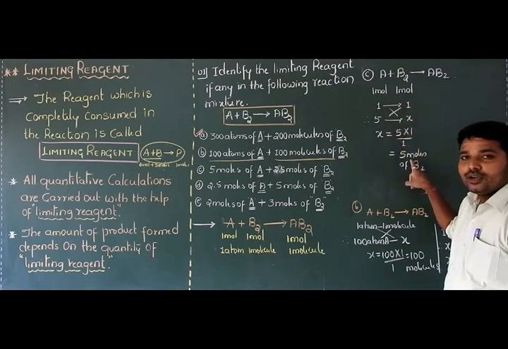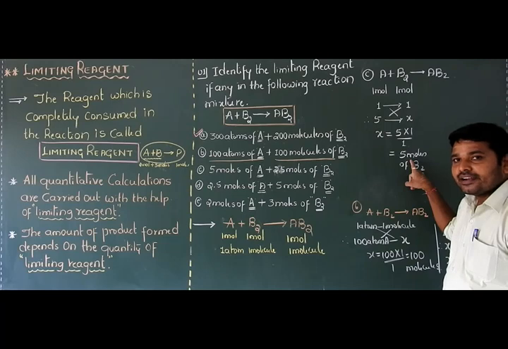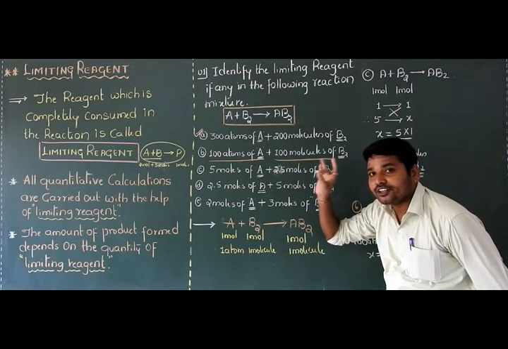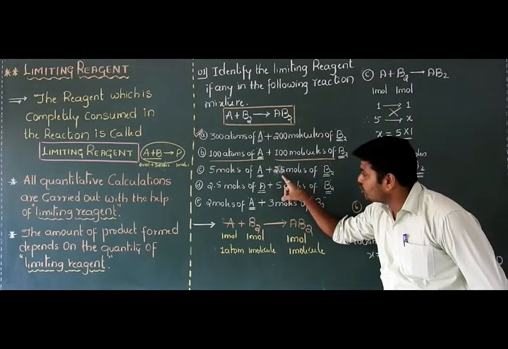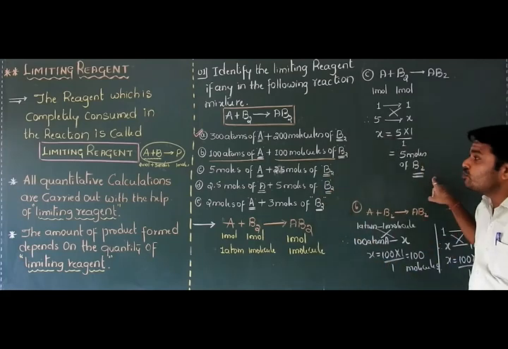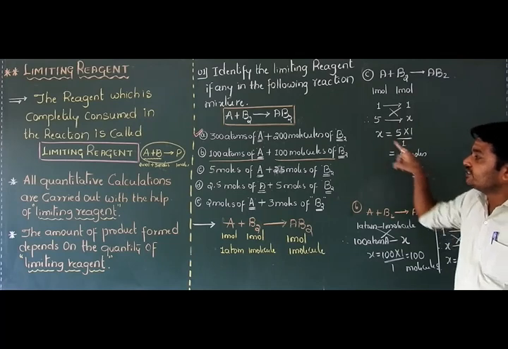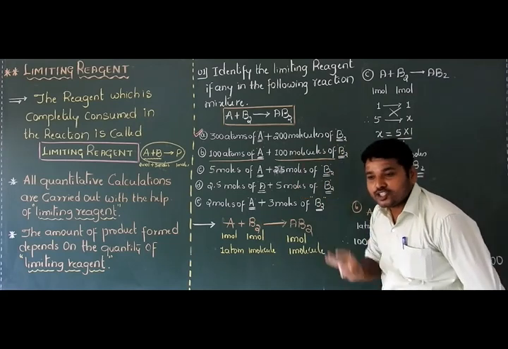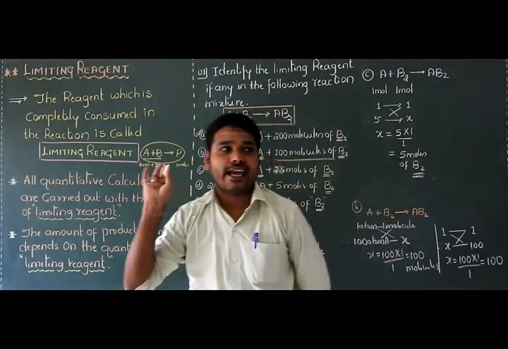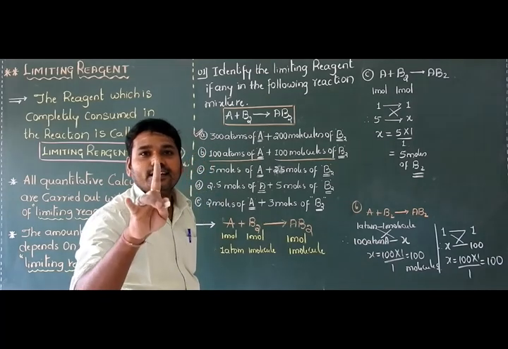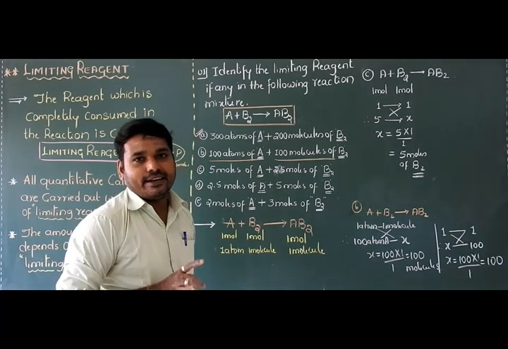So how many moles of B2 are required? 5 moles are required. But in the problem, how many moles are available? 2.5. So 2.5 moles of B2 are available. But required is how much? 5 moles, students. Therefore, these 2.5 moles of B2 are completely consumed during the chemical reaction. So that's why the reactant B2 in this problem acts as a limiting reagent.